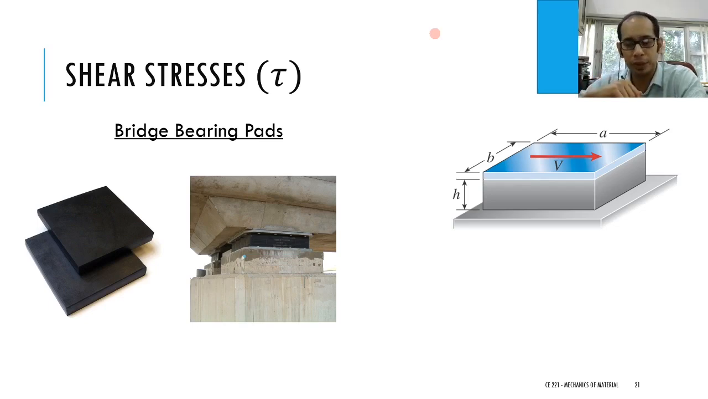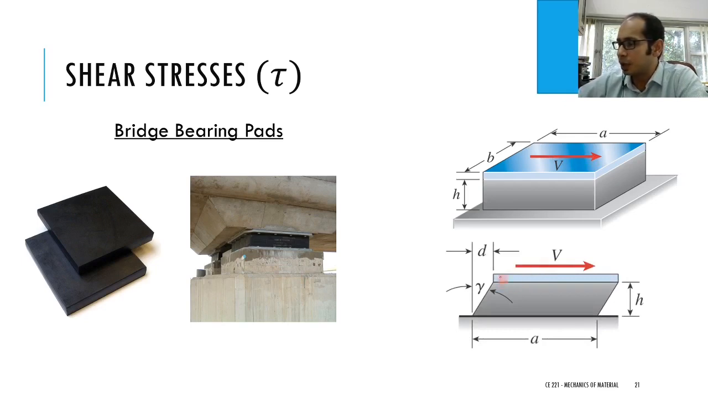For example, when this particular load V that is applied over here undergoes some kind of a deformation like this, the faces which were vertical before this force is applied undergo a certain angle change. Now, remember that normal stresses were designated by the Greek symbol sigma. Shear stresses are designated by the Greek symbol tau.